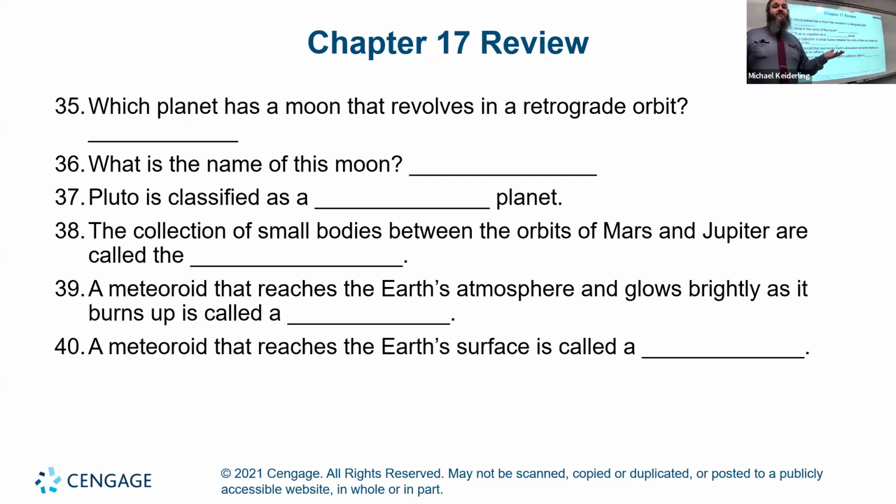A meteoroid that reaches Earth's atmosphere and glows brightly as it burns up is called a meteor. A meteoroid that reaches the Earth's surface is called a meteorite. So in space, it's a meteoroid. In the atmosphere, it's a meteor. Once it's on the ground and it's now a rock, it's a meteorite.